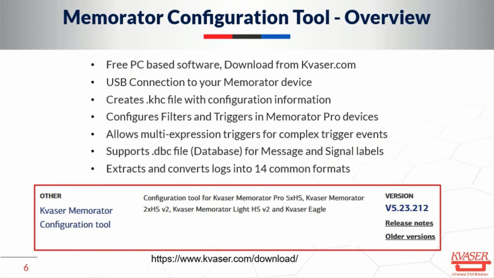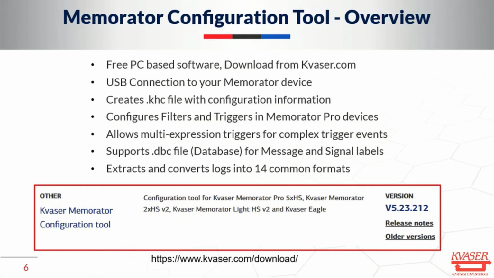I think the triggering is one of the most powerful features of the Memorator Pro, and I'll give some slight examples of the triggering coming up here shortly. These do support a DBC file, so you can load one or more DBC files into Memorator configuration tools, and that allows you to do your configuration according to signal and message labels as opposed to hex characters. There actually is no raw hex capability for setting filters and triggers in Memorator configuration tools. And I'll get into defining messages and signals here in a little bit.